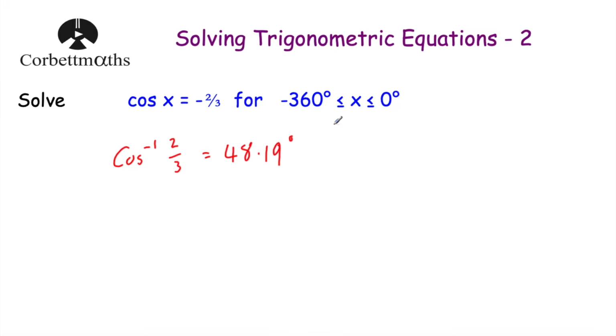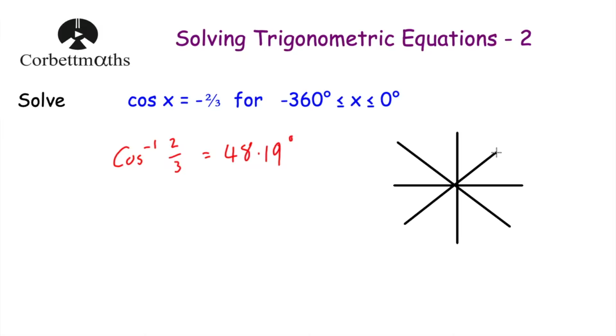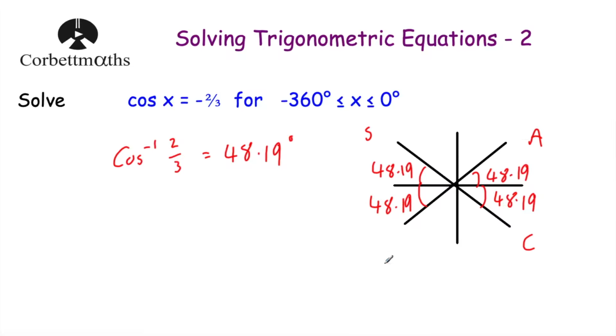48.19 degrees. Now let's draw that on our cast diagram. So let's get our ruler and pencil and draw our cast diagram. And then we're going to put in there our 48.19 degrees. And that's C, A, S and T.